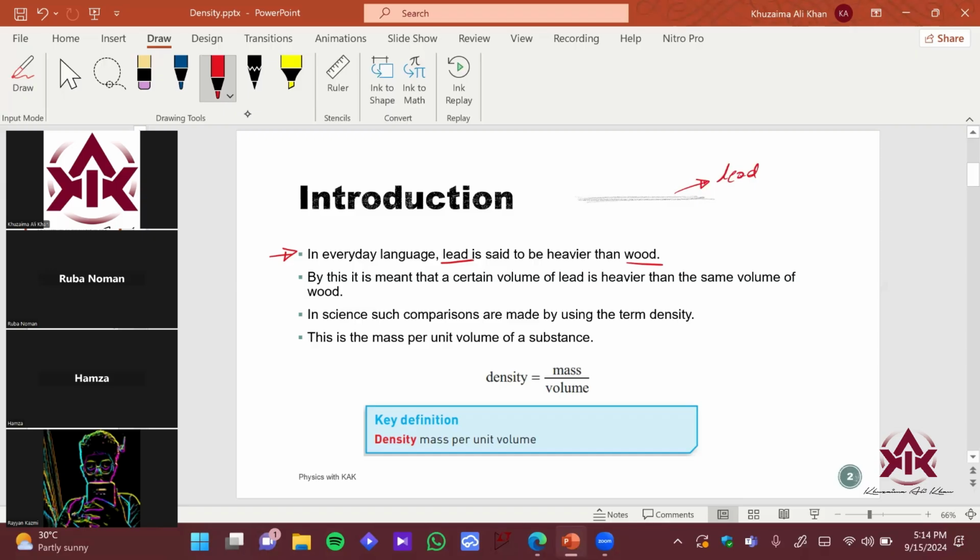Can you think of a reason why lead is heavier than wood? Sir, it's denser. It is denser, right? So what do you mean by denser? Raise your hand and answer. Sir, it has more mass per unit volume. Okay. Anyone else wants to participate?